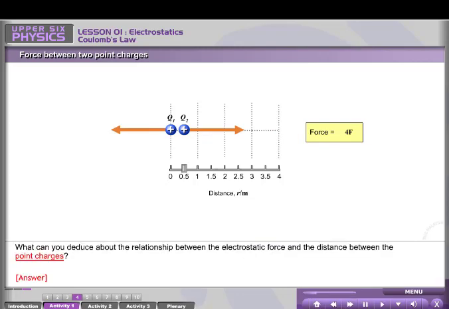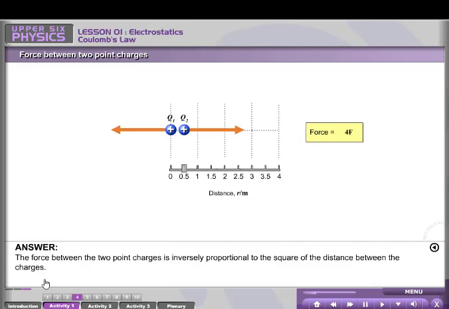What can you deduce about the relationship between the electrostatic force and the distance between the point charges? Answer: the force between the 2 point charges is inversely proportional to the square of the distance between the charges.